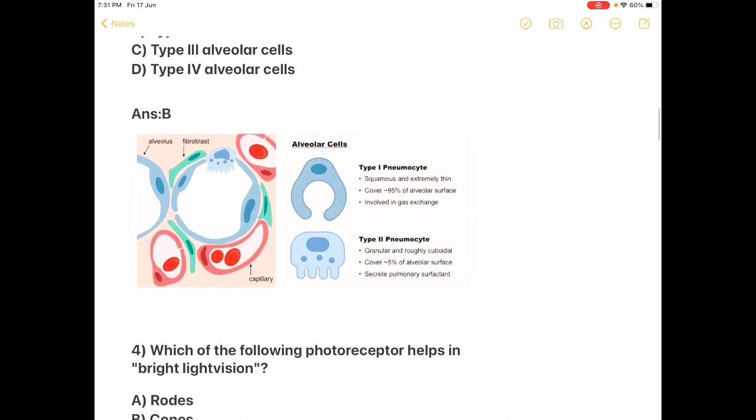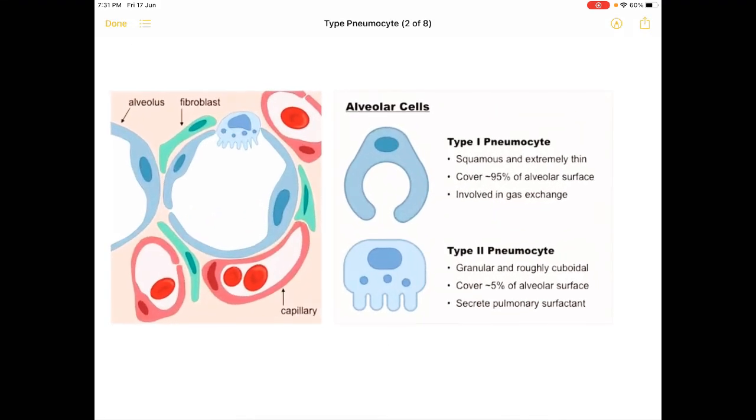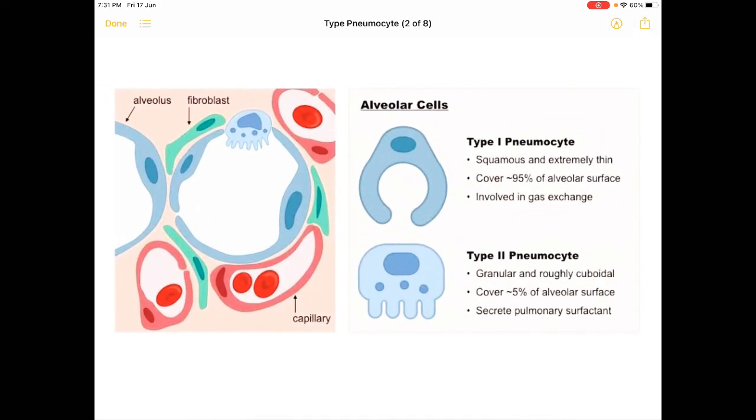There are two main alveolar cells present in our lungs. Type 1 pneumocytes are squamous and extremely thin, covering 95% of the alveolar surface. These type 1 cells are involved in gas exchange, whereas type 2 pneumocytes are granular and roughly cuboidal. They cover 5% of the alveolar surface. They are the ones responsible for secreting pulmonary surfactant.